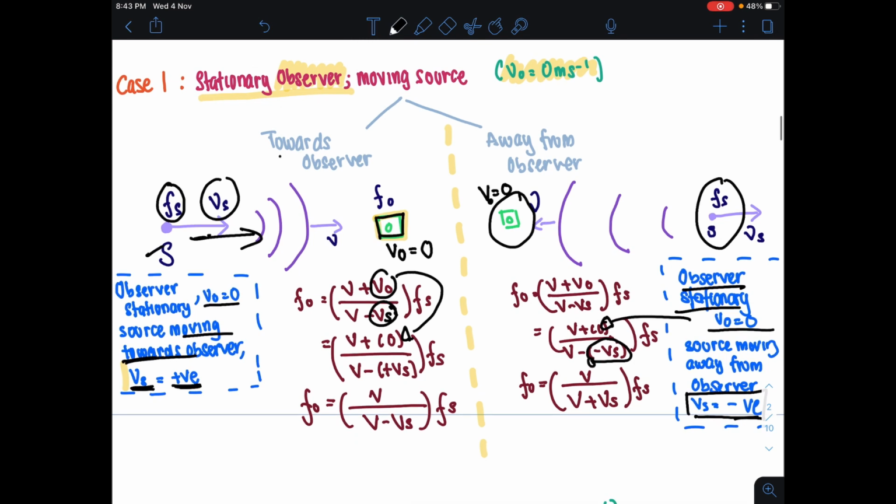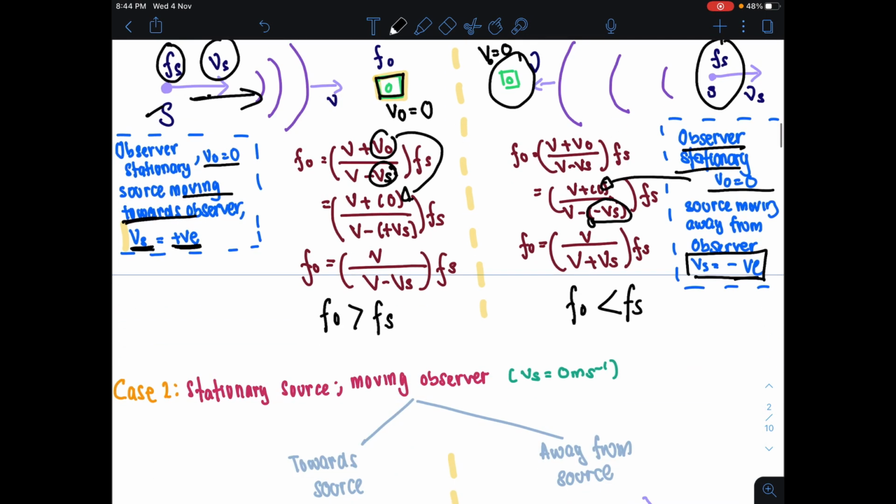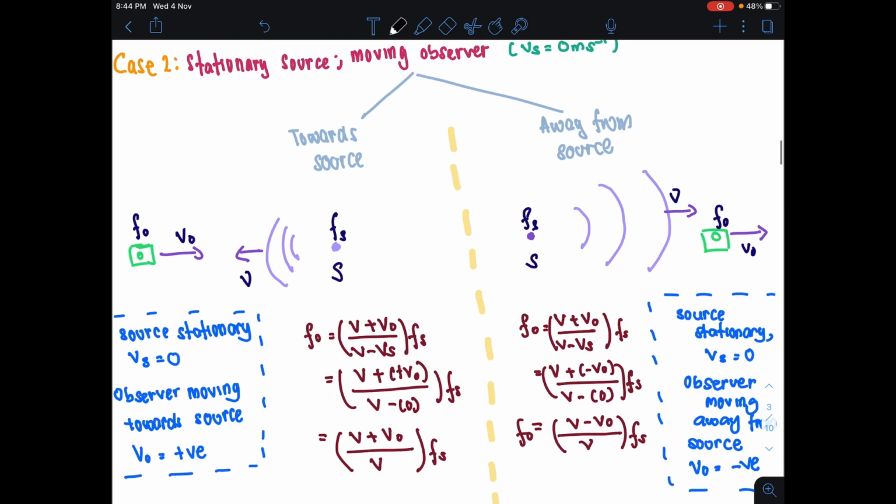Okay, conclusion yang saya boleh buat untuk case pertama adalah for stationary observer, moving source, kalau the source is moving towards the observer, apa yang akan jadi adalah observer akan dengar frekuensi yang lebih besar daripada frekuensi asal. Because you're coming closer to that observer, so observer akan rasa macam bunyi tu sangat besar. However, when the source is leaving the observer, observer akan dengar frekuensi yang lebih kecil daripada yang asal. Okay, ini conclusion yang kita boleh buat dekat sini.